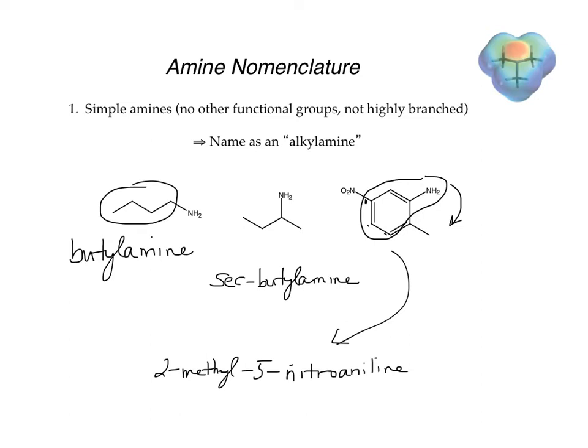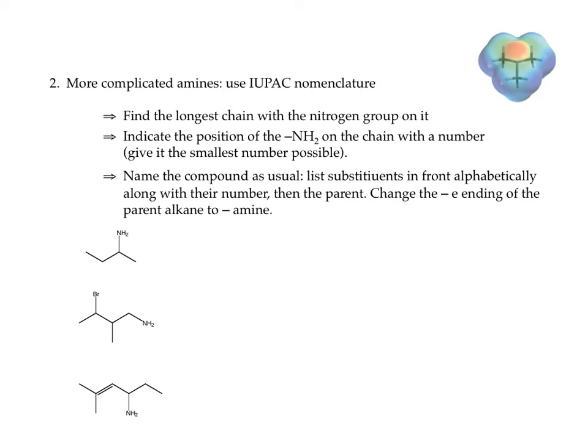So that's it for simple amines. Obviously, if you get more complicated, you're going to have to do something a little more sophisticated than this, and that would be IUPAC nomenclature. So for the IUPAC nomenclature, we're going to treat it very similarly to how we did alcohols, in that we will find the longest chain with the nitrogen group on it. Then we're going to have to indicate where that NH2 is with a number. We want to give it the smallest number possible. And then we're going to list substituents alphabetically, give them a number.